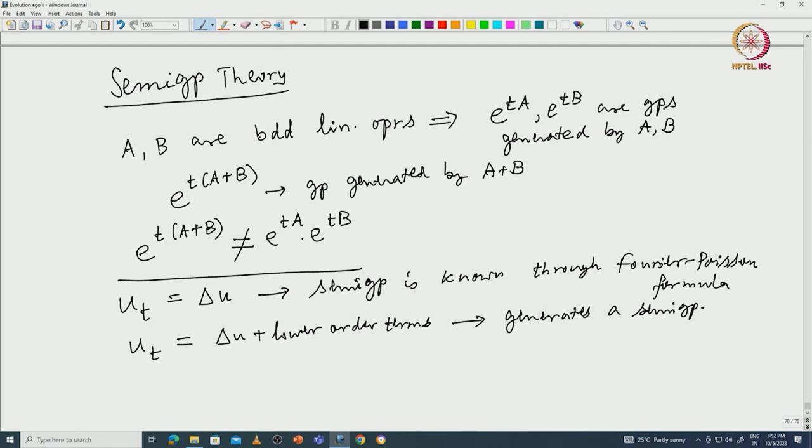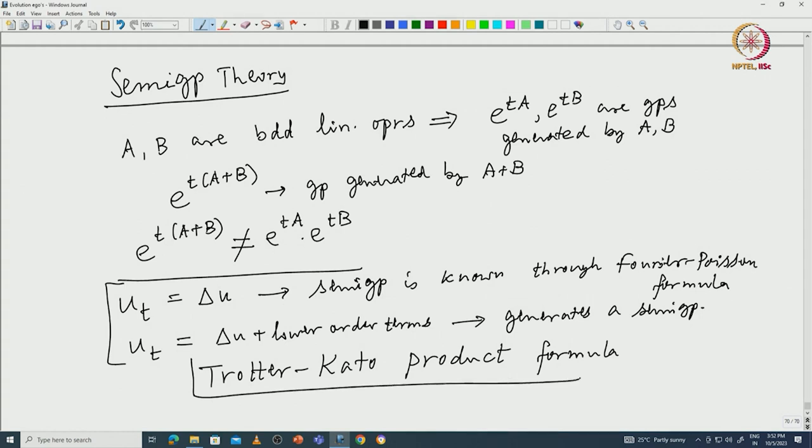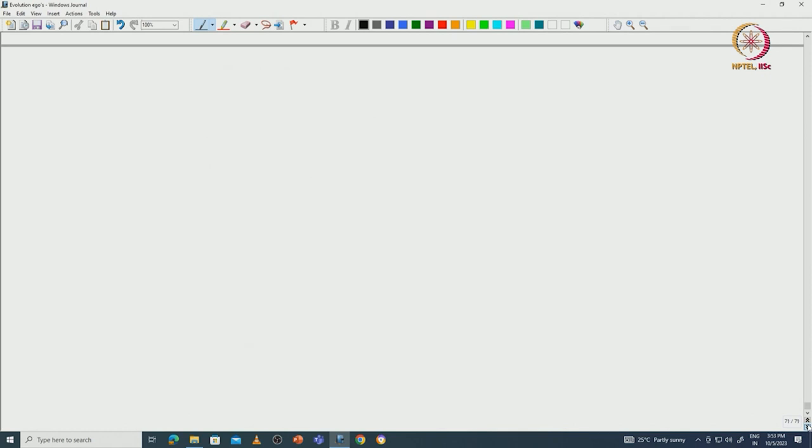So, in this direction many results have been developed. This is an important question. This goes by the name of Trotter and then was developed by Kato. So, in the literature you find this Trotter product formula. There are many developments in semigroup theory since the Hille-Yoshida theorem was proved.